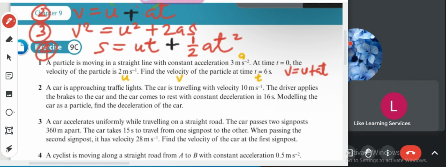A is given. Is A given? That's what we're looking for. Oh, sorry. Yeah, we need A. So A is in the equation. Then we have time. We have T. We have final. We have initial. What is the initial?